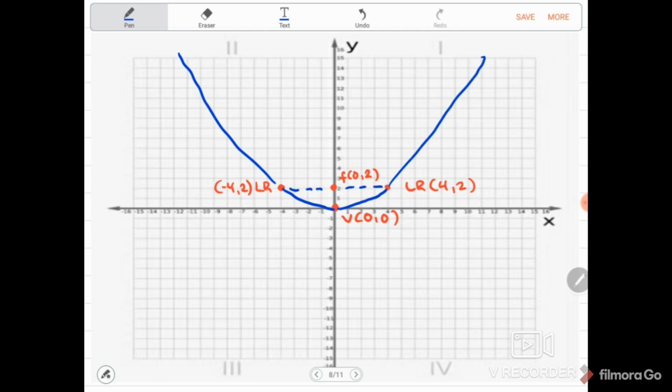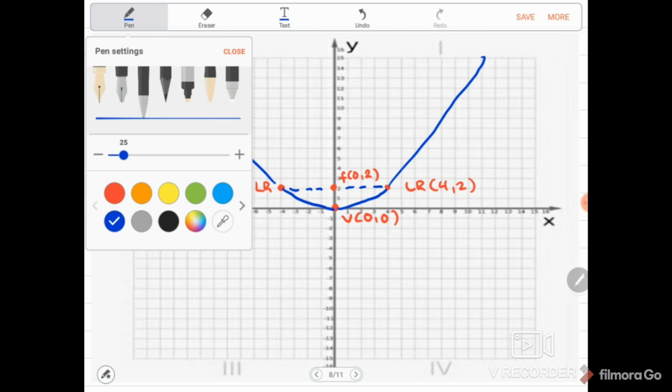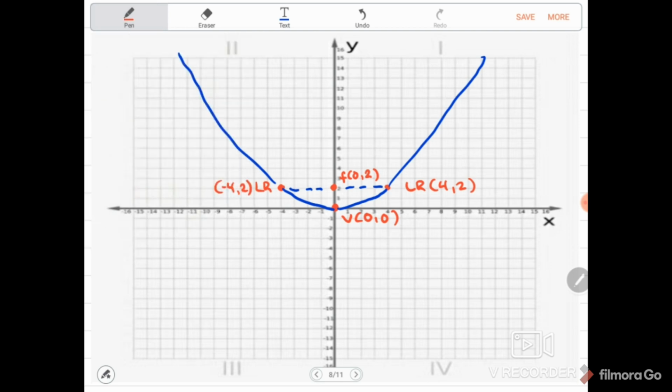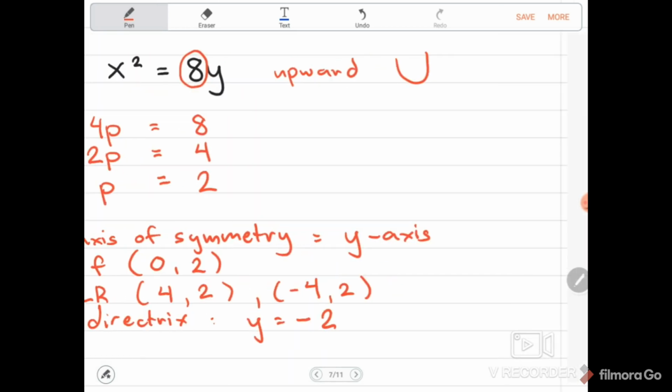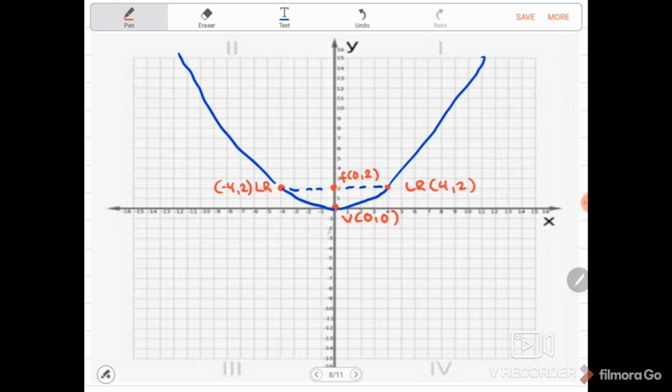Ayan. So, the last one, ang missing na lang natin is the directrix. Ano daw yung directrix natin? Y is equal to negative 2. So, nandito yan. Gagawa lang tayo ng line dito, no? Sa negative 2. Ayan. Ayan ang ating directrix. So, ganyan lang kadali mag-graph ng parabola. Okay? Next.